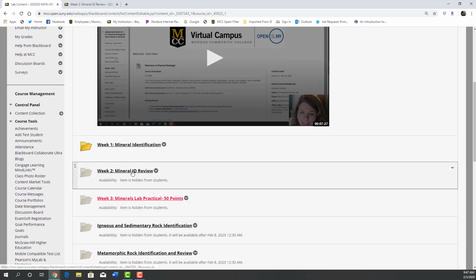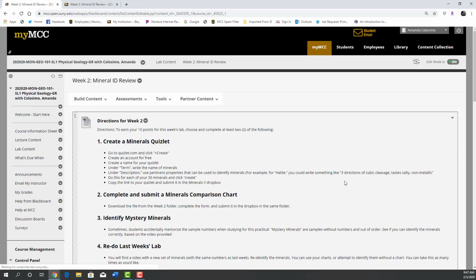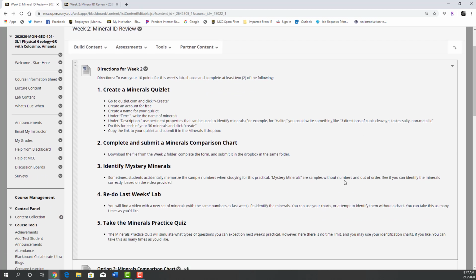So that is going to be in what we have labeled as week 2. I have 5 activities here, and you are welcome to do all 5, but you must do at least 2 to earn 10 points for this week's lab.